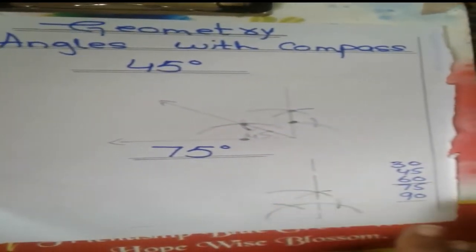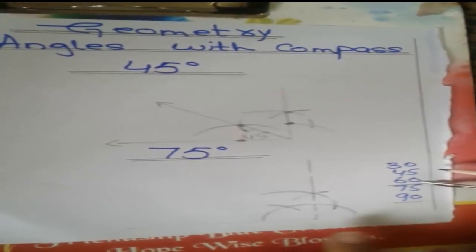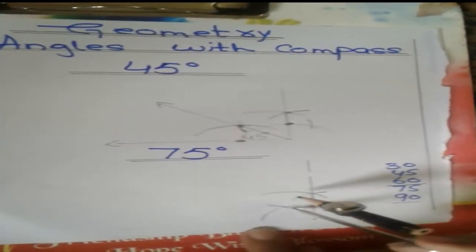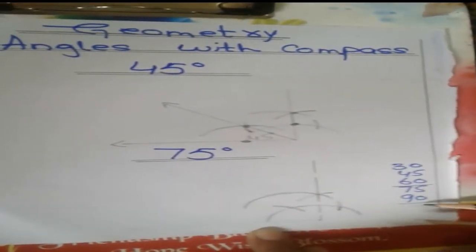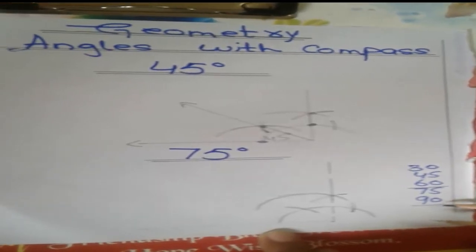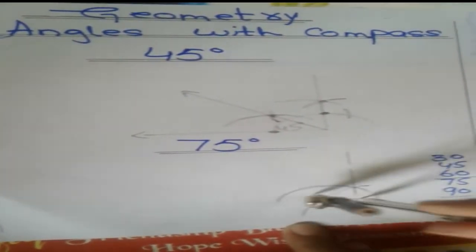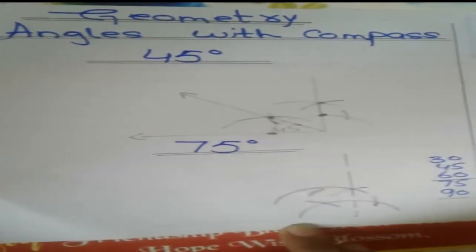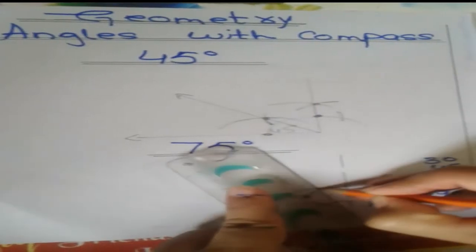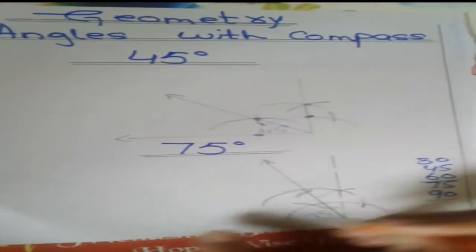Now, which number is before 75? Before 75 is 60. So, 60 is this. Put the compass on the 60 and draw the first arc. And which number is after 75? After 75 is 90. Then put the compass on the 90 and draw the second arc. Join this point to this point. This is called the angle of 75 degree.